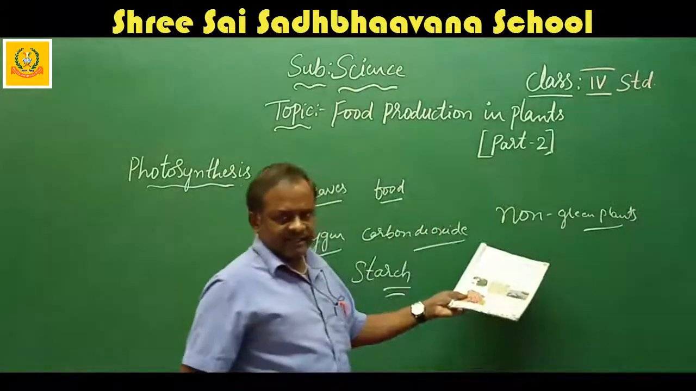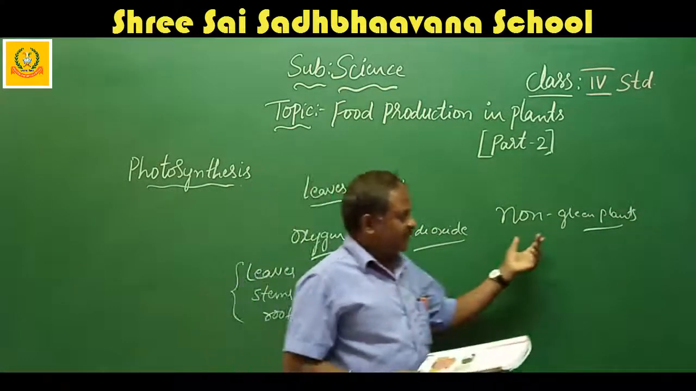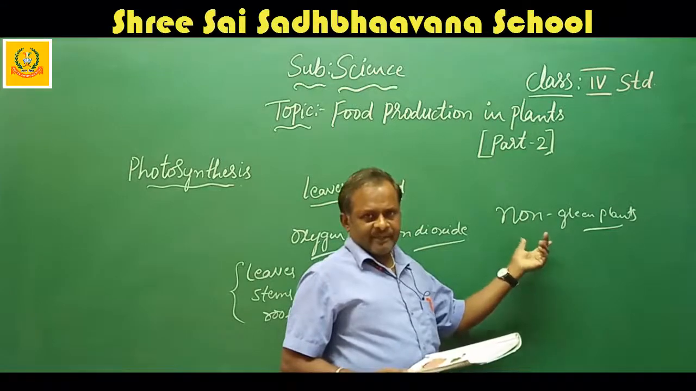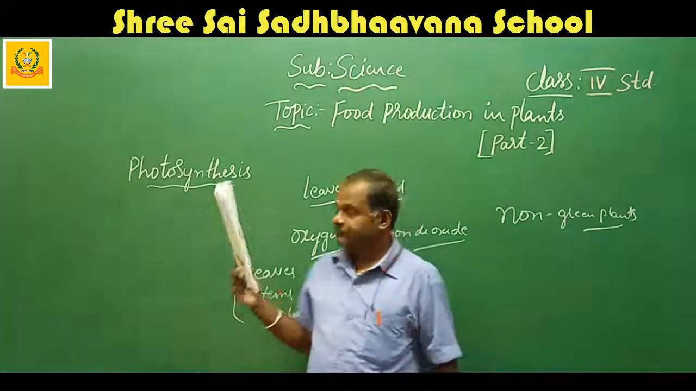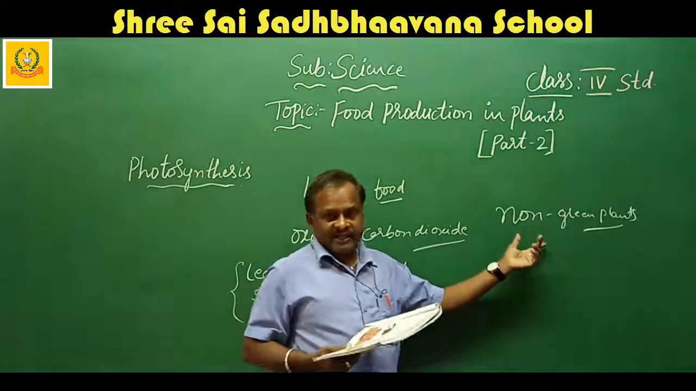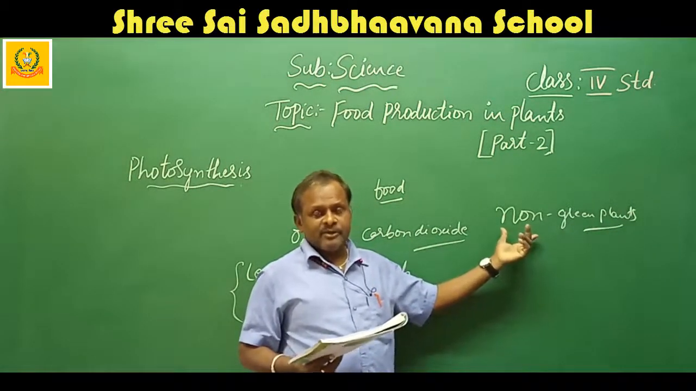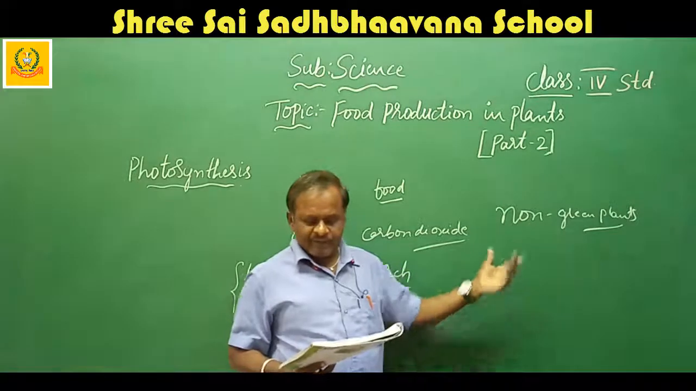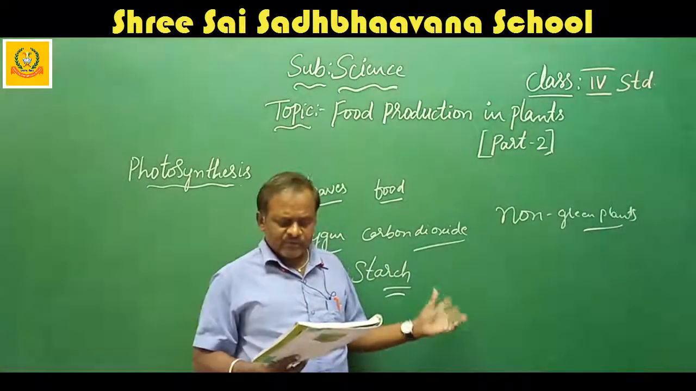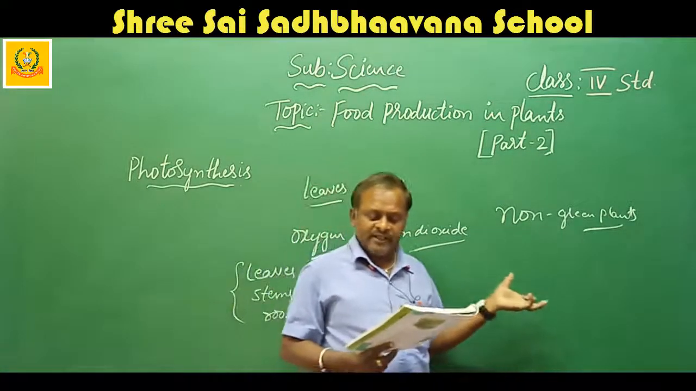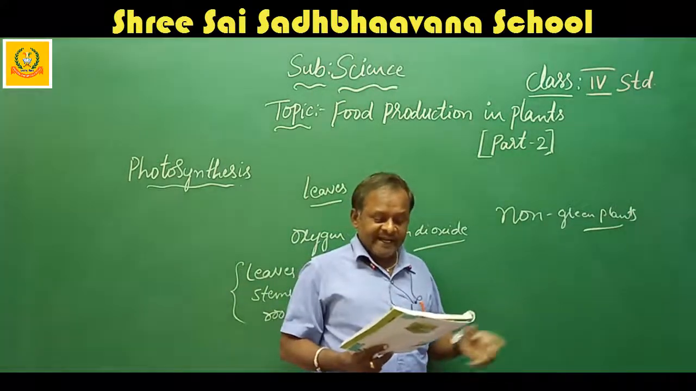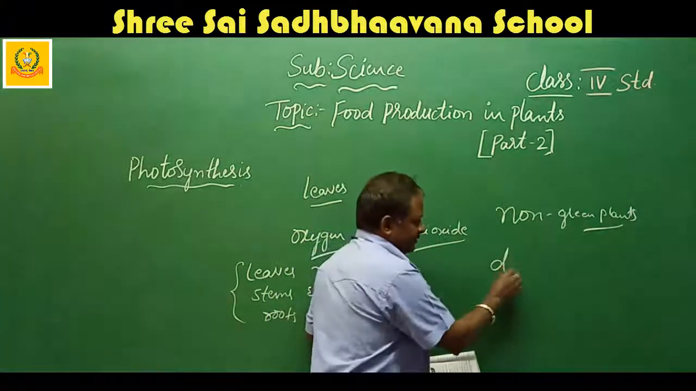They are called non-green plants because they don't have the green color pigment, that is chlorophyll. So they are not able to prepare their own food. They get their food from the dead and decaying.